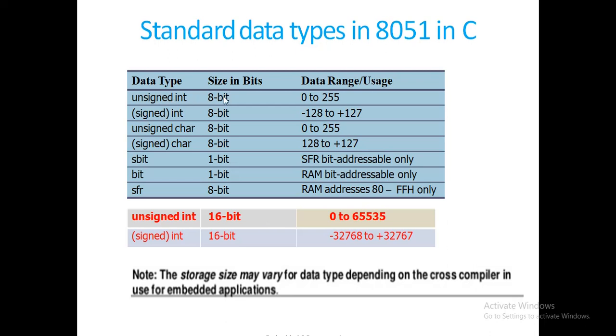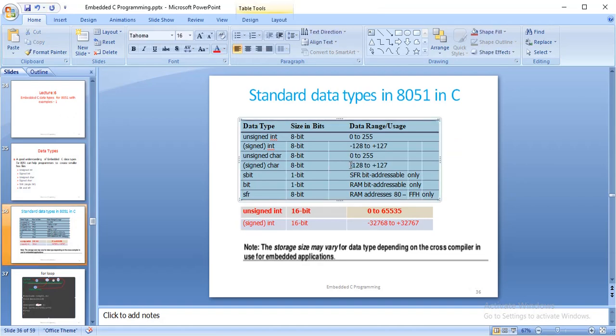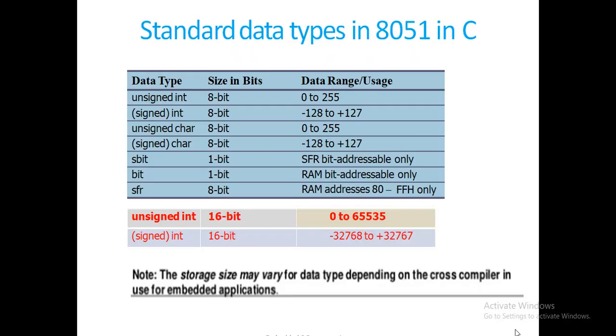Unsigned int is 8 bit, data range 0 to 255. Then signed int is 8 bit, with a data range of minus 128 to plus 127. A data range beyond this, such as 128, 129, 130, won't be supported. You can only use minus 128 to plus 127. This is the unsigned char, also 8 bit, 0 to 255. Signed char is 8 bit, minus 128 to plus 127.